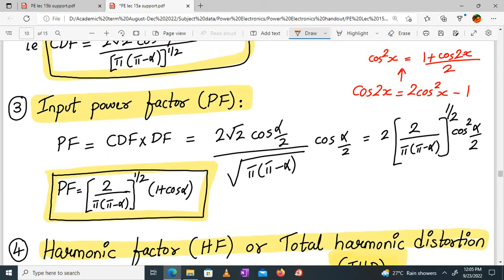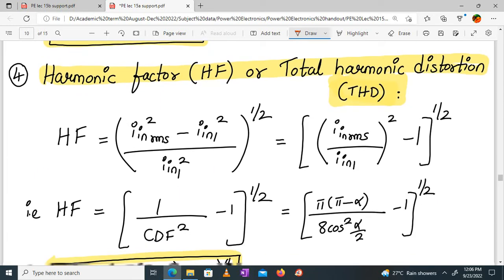Now write down input power factor. What will you write for input power factor? CDF into DF. What is DF? Displacement factor. CDF is the current distortion factor. Write only this much of the formula, don't write further. Who will remember this formula anyway? You know what is CDF? You calculated it in the previous step. You know what is DF? Cos alpha by 2. So just multiply them to get the power factor. Is it understandable? Don't remember that complex expression, even though I have written it there. In the exam, if they ask you to derive these things, then you derive, na? In numericals, if they tell you to calculate, don't remember this formula.